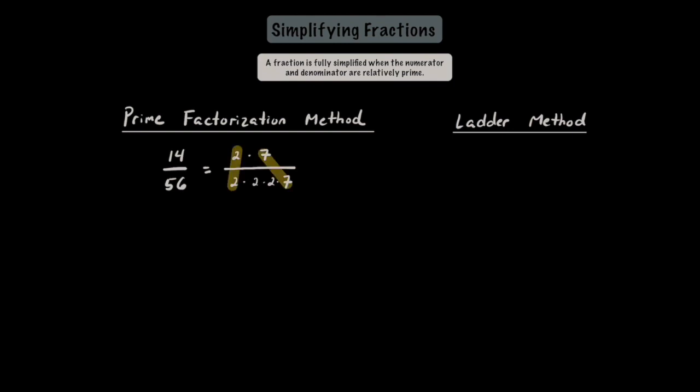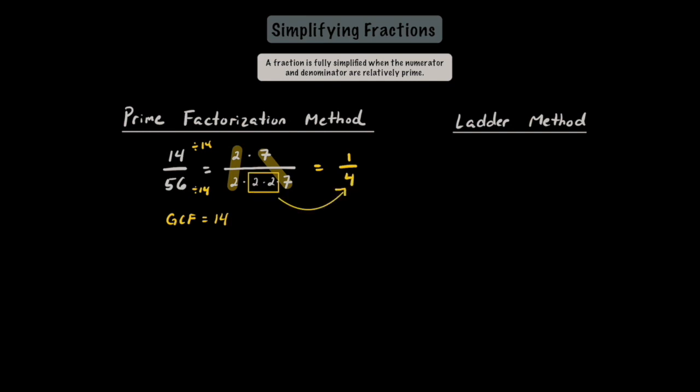When looking at these prime factorizations, we notice that they have some common prime factors, 2 and 7. When multiplying the common prime factors together, we get the GCF, which is 14. By dividing the numerator and the denominator both by 14, we get the most simplified version of this fraction. 14 divided by 14 is going to be 1, and 56 divided by 14 is going to be 4.